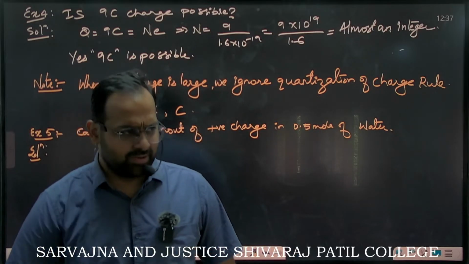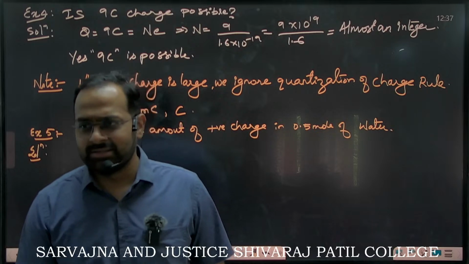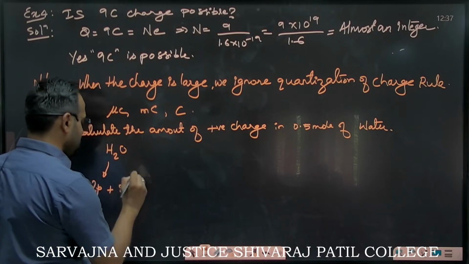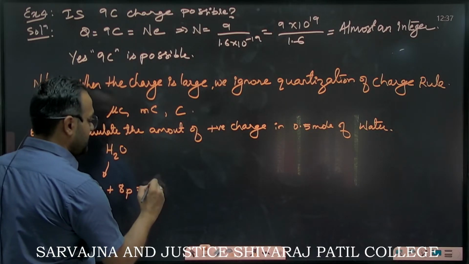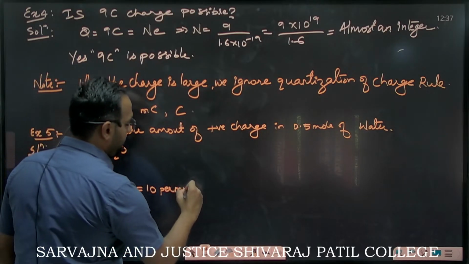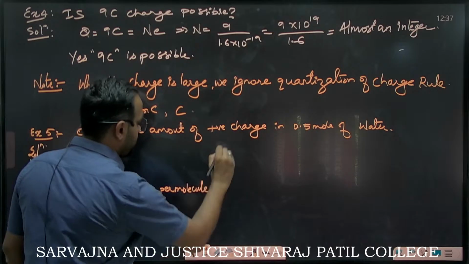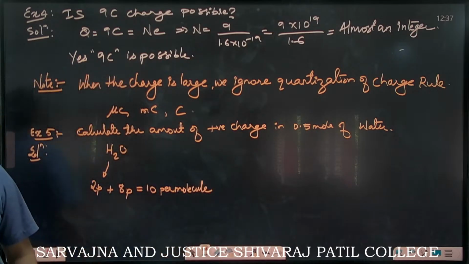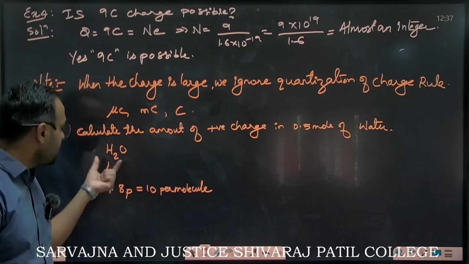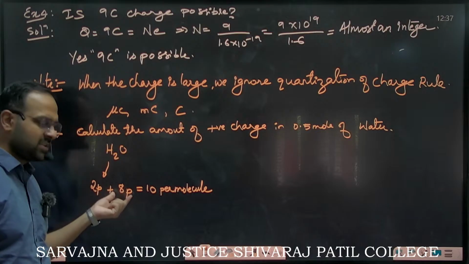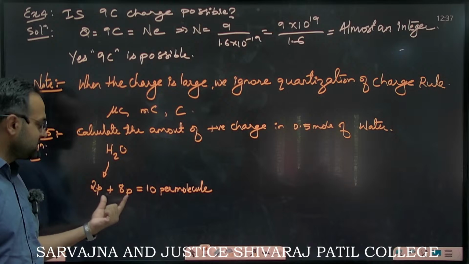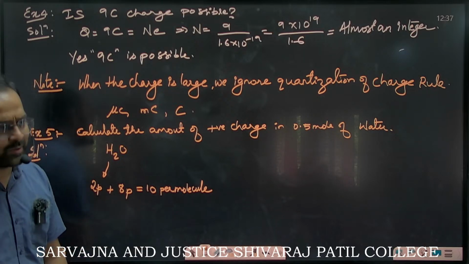How do you calculate total number of protons? Atomic number. Oxygen has 8 protons, and the total number of protons will be 10. What is this 10? It is 10 per molecule. Yes, it is 10 per molecule. Okay, one molecule of H2O ತಗೊಂಡ್ರೆ ಅದರಲ್ಲಿ 2 proton ಇರುತ್ತೆ because of hydrogen and 8 protons because of oxygen. The total number of protons is 10 per molecule. Now how many molecules are there?